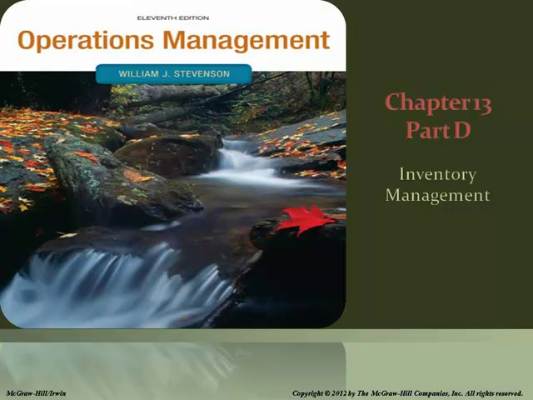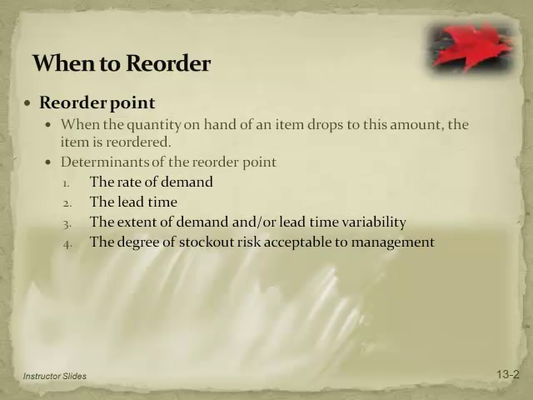So when should we reorder? Our replenishment planning system needs to be able to answer this question as well as how much to order. So this is a timing issue. The reorder point is defined to be the quantity on hand, or to say it another way, the inventory level. When the inventory drops down to this particular quantity on hand, that becomes a signal to us to reorder. And the things that basically determine what that reorder point is are shown on this slide here.